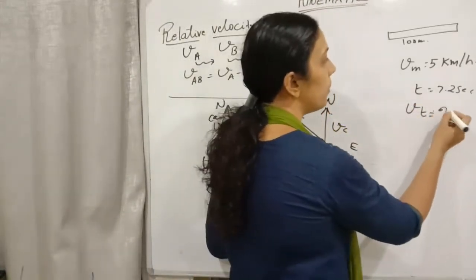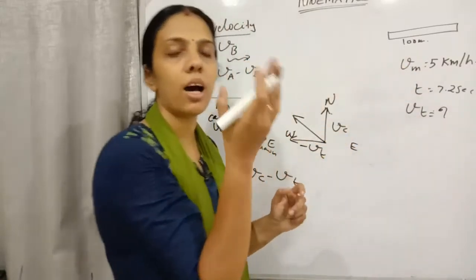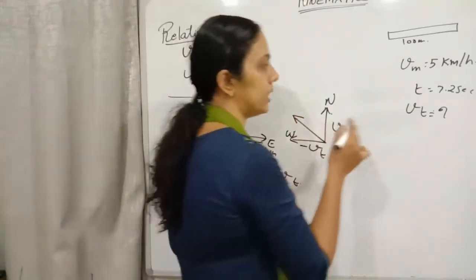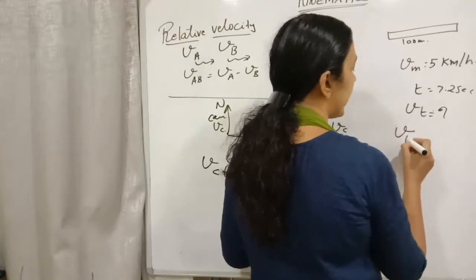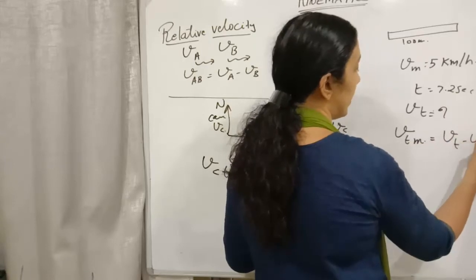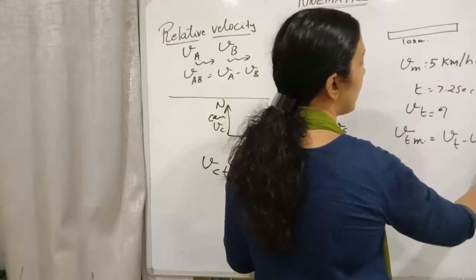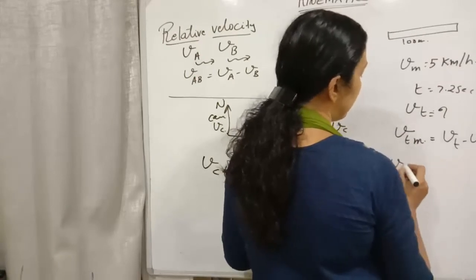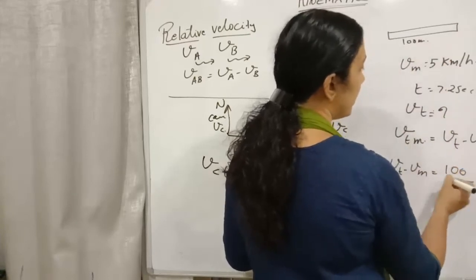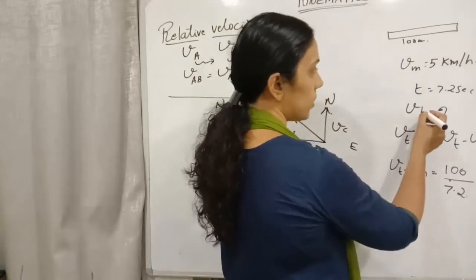Both are moving, the train and the man. If both are moving, we need to consider the relative velocity. The relative velocity of the train with respect to the man will be equal to Vt minus Vm. How can we find it out? Distance traveled divided by time. Vt minus Vm equals the distance covered, 100, divided by 7.2. Now we can find the velocity of the train.